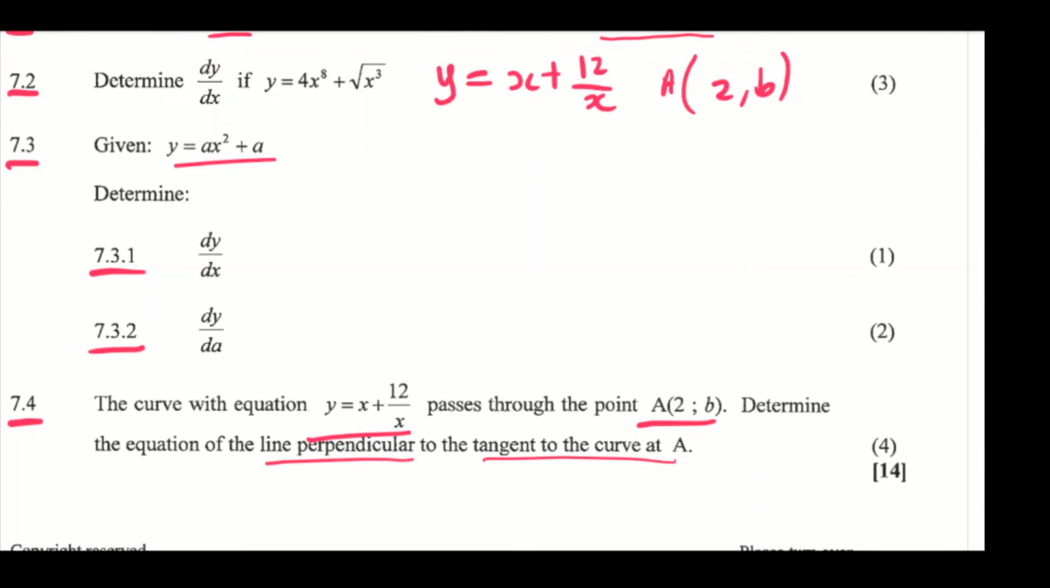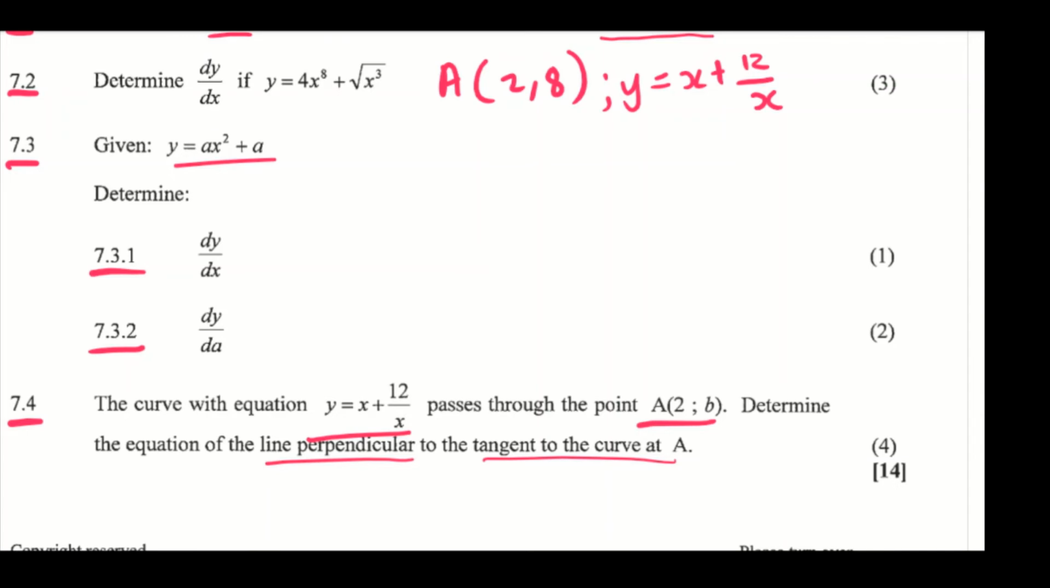So let's find b since it passes through it. We're just going to substitute. Where we see x, we put 2. Where we see y, we put b. So this is going to be b is equals to 2 plus 12 over 2 equals to 2 plus 6, which is equals to 8. So b is equals to 8. So this means our a would be 2 and 8, like that, right? And our equation of y is equals to x plus 12 over x now.